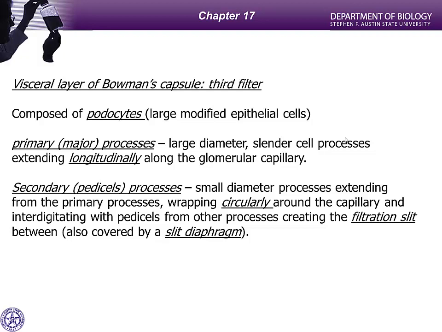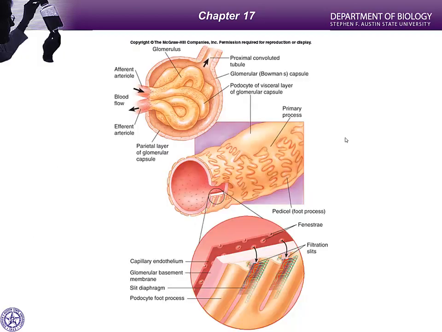And what's going to happen, opposing pedicels are going to interdigitate themselves together, like putting your fingers together. And that's going to create these very small diameter slits between opposing pedicels, and that's going to function as the third filtration step. Materials trying to squeeze between these pedicel layers of the podocytes. Now, unlike the fenestrations on our endothelial cells, these slits have a thin membrane covering them, so they're not completely wide open. So there's going to be some specification and selection of what materials can actually pass through our filtration slits.